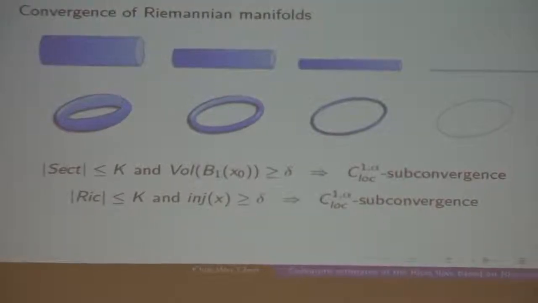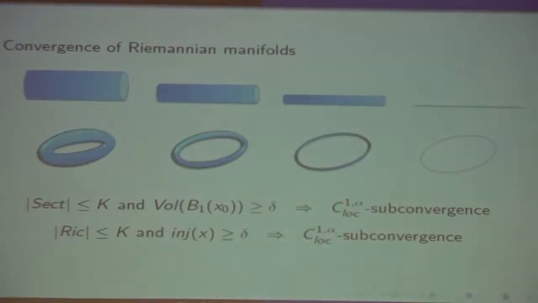Also, if we change the sectional curvature bound into a Ricci bound only, then we need a stronger bound than the volume lower bound. Here we can put an injectivity radius lower bound at each point. Then we can also get a C^{1,α} subconvergence, and the proof can be found in, for example, Anderson's paper in the 90s, where he showed that if we have a Ricci bound and an injectivity radius lower bound, then we can bound the harmonic radius. Under the harmonic radius, we can argue the convergence of the Riemannian metric.